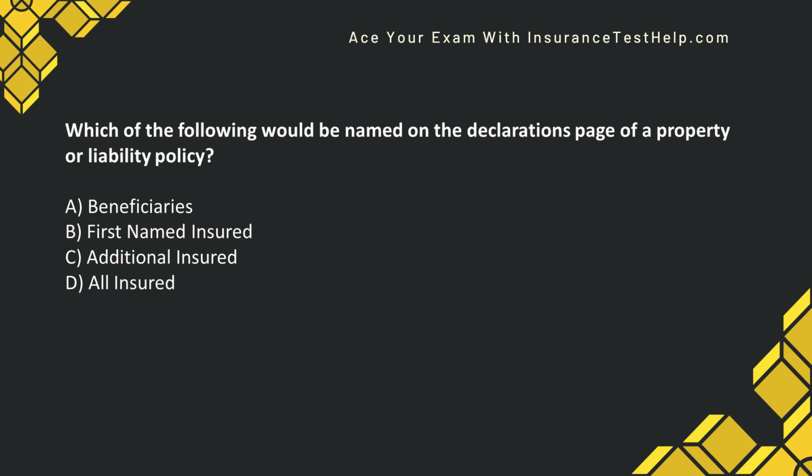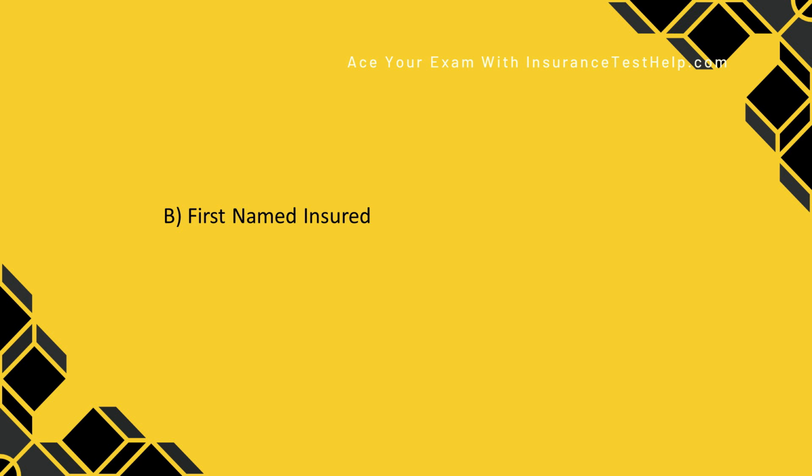Which of the following would be named on the declaration page of a property or liability policy? A, beneficiaries. B, first named insured. C, additional insured. D, all insured. Bit of a trick question here. The correct answer is going to be first named insured. So that correct answer is B. So that is going to be the one that is named, the first named insured has all the rights, and there will be something on the test that is about the rights of a first named insured.